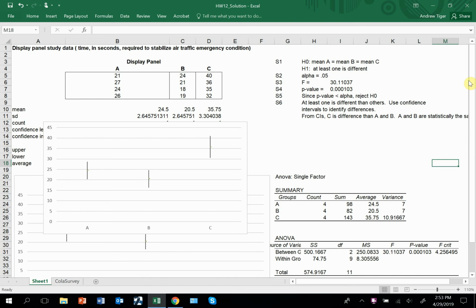This video goes over the homework solution for a single factor analysis of variance from Chapter 11 and a chi-squared test for independence, Chapter 12. So the problem out of Chapter 11, they're giving you some data on display panels, and these are the time to remedy something. So it's a time measure based on the display panel.